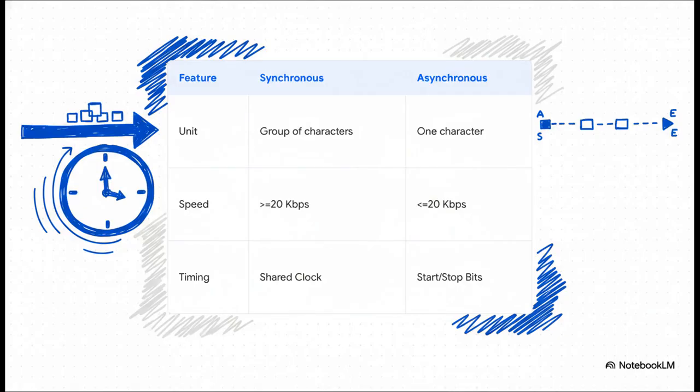So you can see the difference pretty clearly here. Synchronous is for sending big blocks of data at high speeds, and it relies on a shared clock to keep everything in time. Asynchronous is for sending single characters at lower speeds, using those start and stop bits to frame each one. They're just two different tools for two very different jobs.